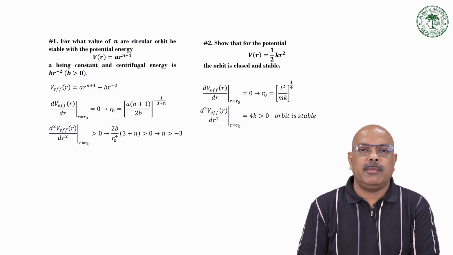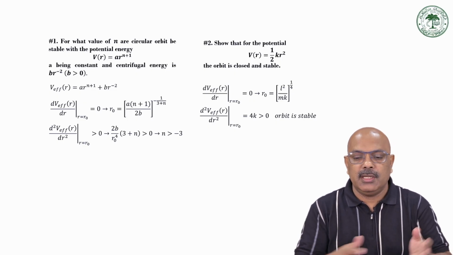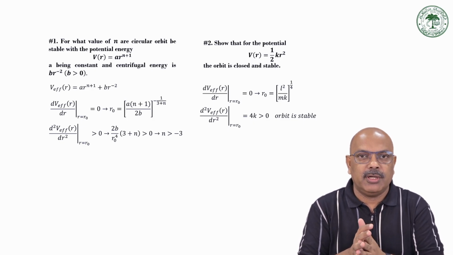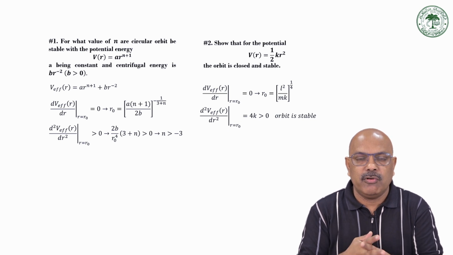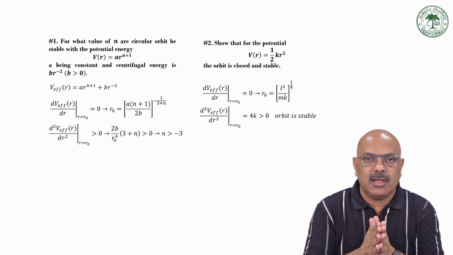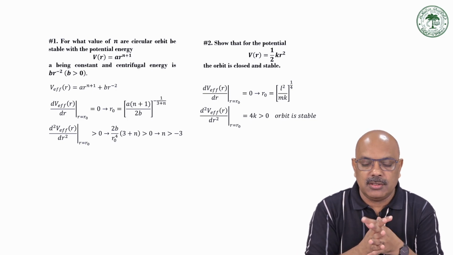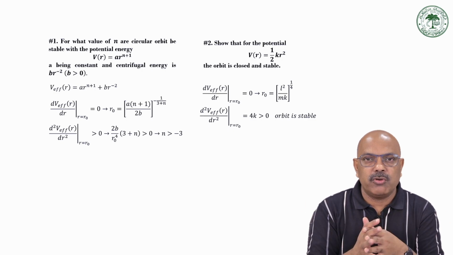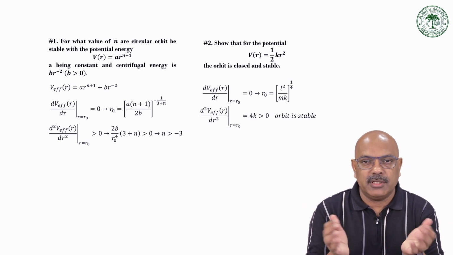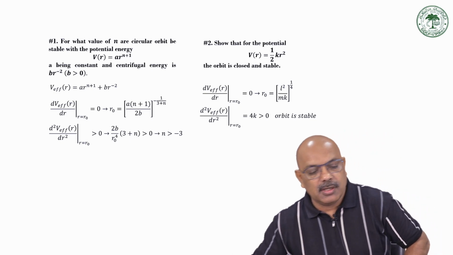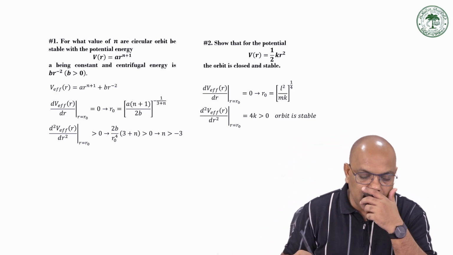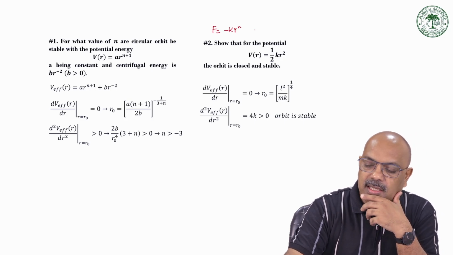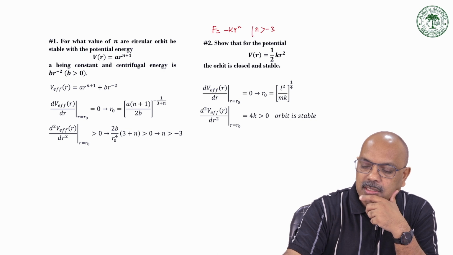Hello everyone, and welcome again to this new lecture, and let us quickly come to the point of what we have to do. If you remember, we are calculating the stability condition and the value of n, where n is the power of r in the potential, for which the orbit is going to be a stable orbit, or rather we were calculating for the circular orbit. So if you remember, we had calculated that for f equal to minus k r to the power n, the value of n is going to be greater than minus 3.